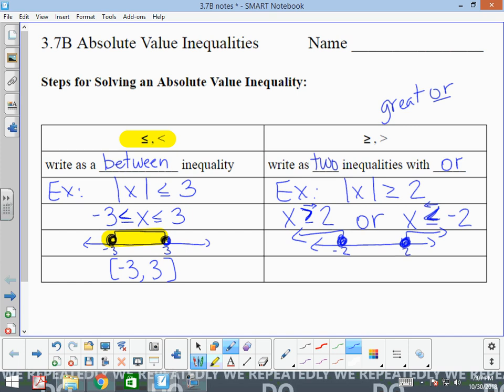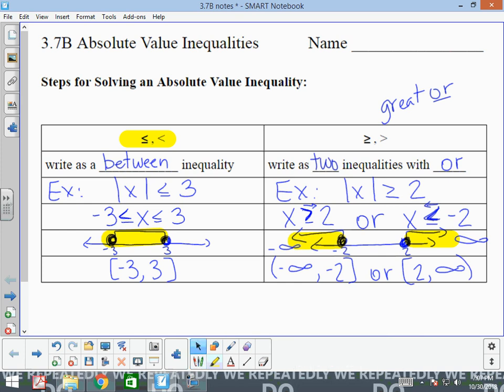Now, when we're writing the interval notation, remember on the far left is negative infinity. So I'm going to start with negative infinity because that's on the far left, to negative 2, bracket, or then bracket 2 to positive infinity. Remember the infinities, negative infinity and positive infinity, have to have the parentheses, but the negative 2 and positive 2 have brackets because they are included.